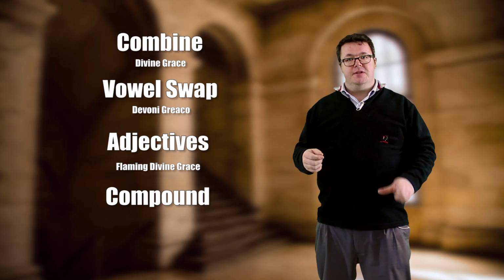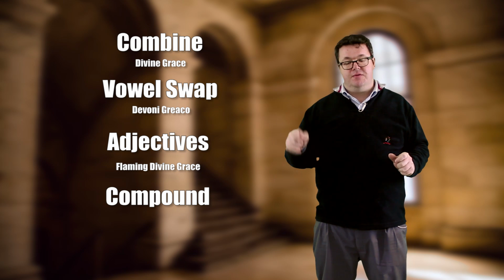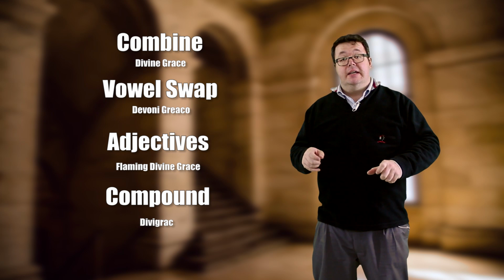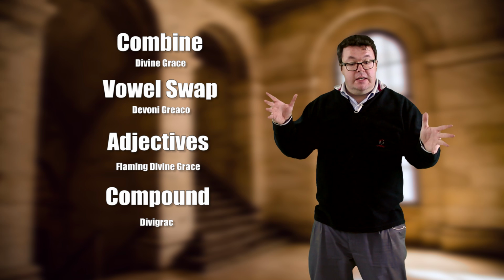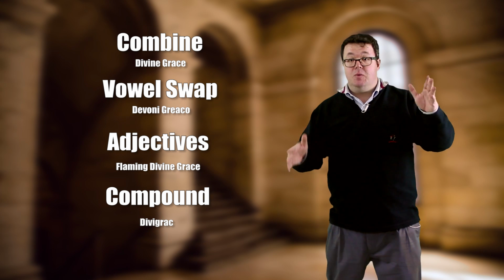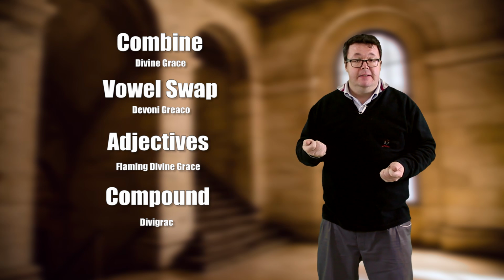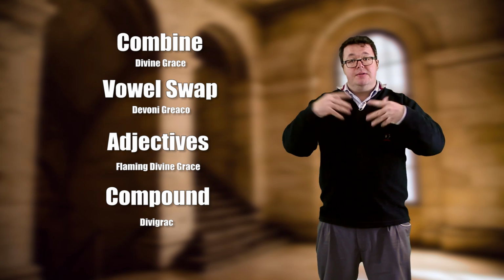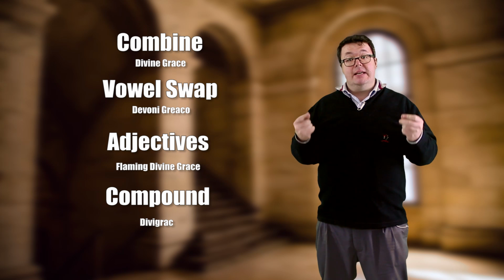Then compounds. You take some letters from one word, some letters from another, and you get the Divi Grace, or the Divi Grace, if you want to change how you're pronouncing it. But by gluing two words together and dropping out a whole bunch of letters, you suddenly create a new name, and it's really quick to do.